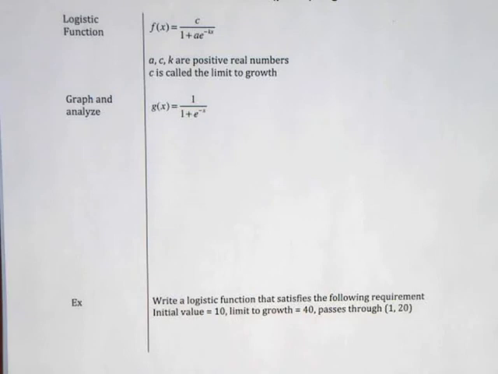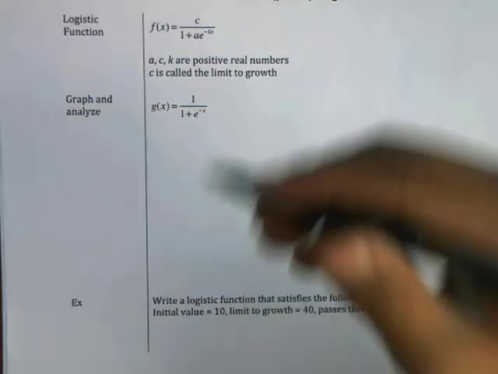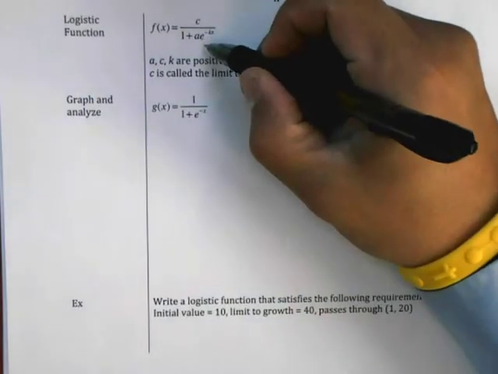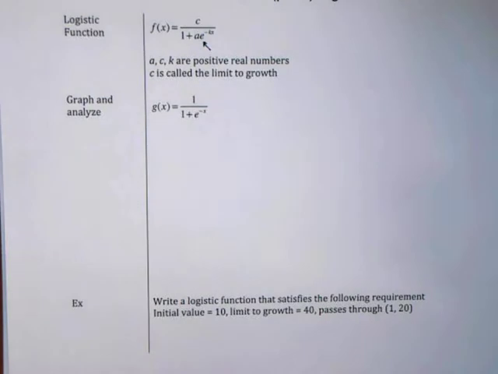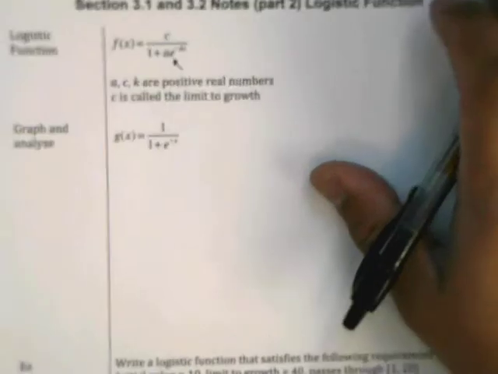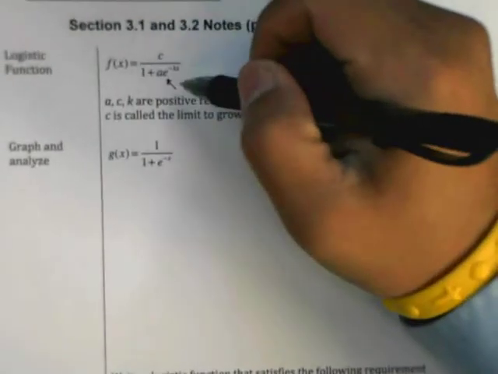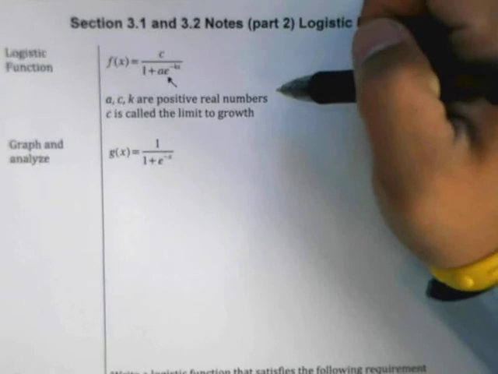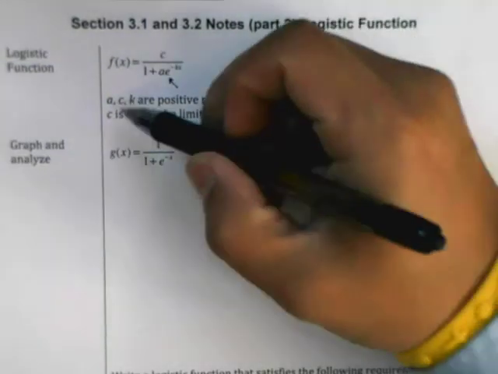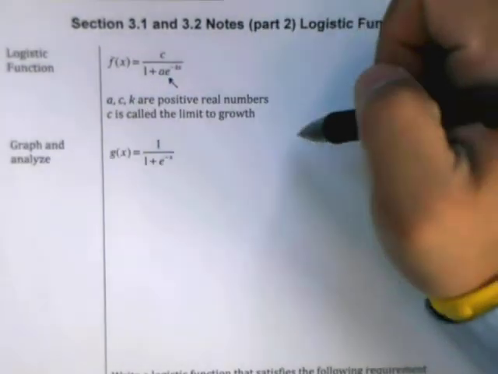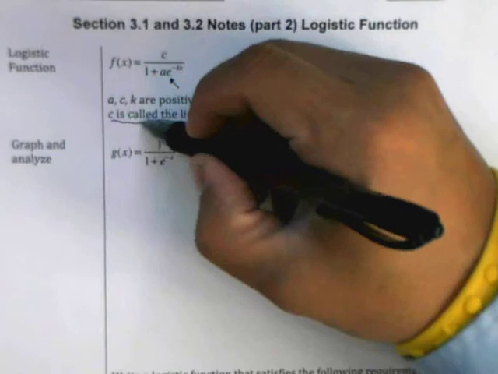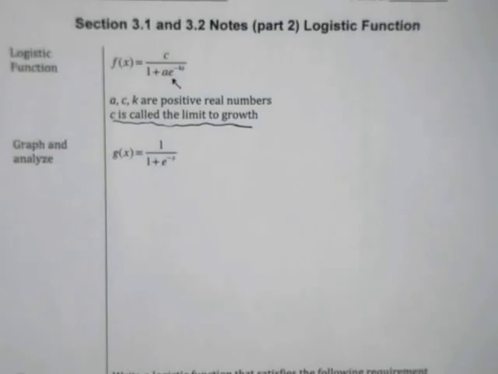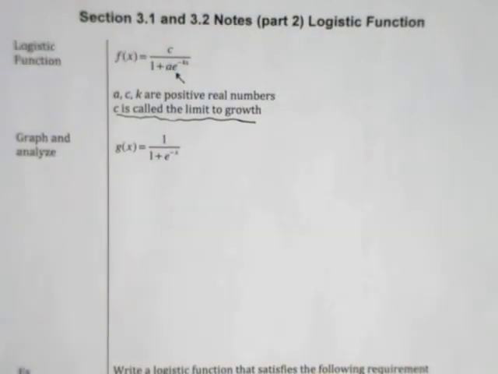I want to point out that the logistic function has e in it. So if you don't know what e means, you need to watch one of the previous videos before you continue with this lesson. It's written in this format: C over 1 plus A e to the negative kx. A, C, and k are all positive numbers, and C has a special name. It's called the limit to growth. We'll just see how this works.